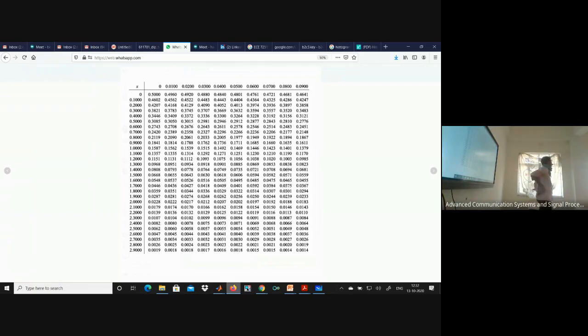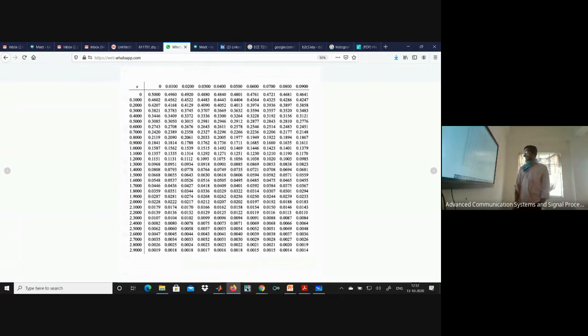Actually, the terminology Q function of x is repeatedly used in the textbook SMK, whereas these error function concepts were used in a HIP-NSTL. So to not get confused, I have just given these things. Actually, this is the Q function distribution. So remember that thing.